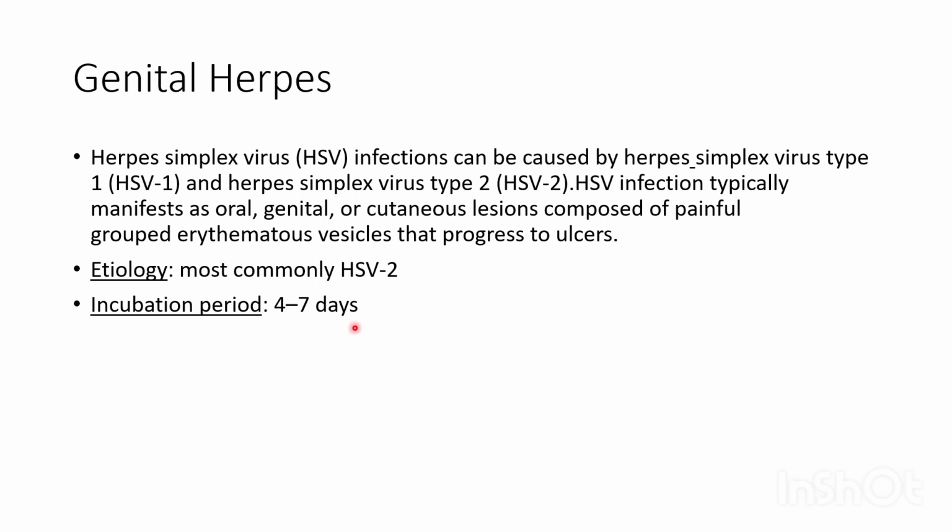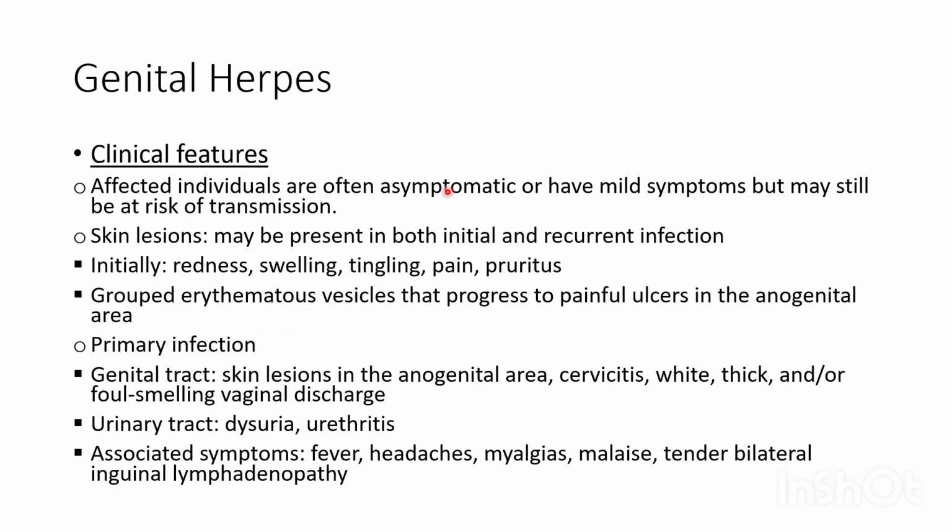Incubation period is 4 to 7 days. Clinical features. Affected individuals are often asymptomatic or have mild symptoms but may still be at risk of transmission. Skin lesions may be present in both initial and recurrent infection. Initially, redness, swelling, tingling, pain, pruritus. Herpetic lesions are grouped erythematous vesicles that progress to painful ulcers in the anogenital area.